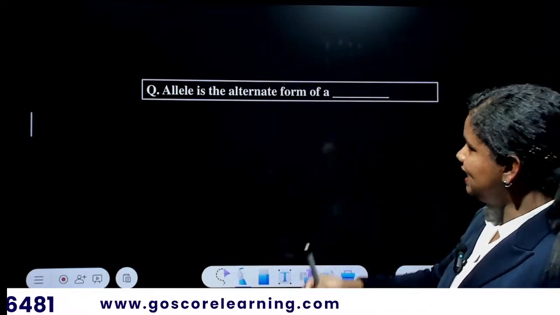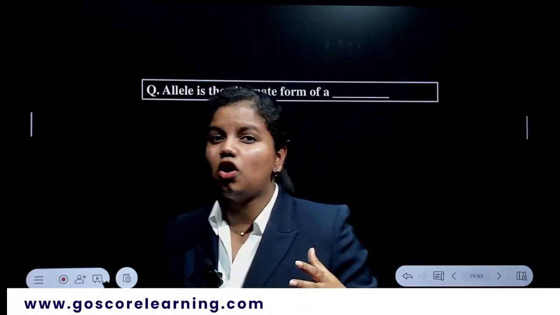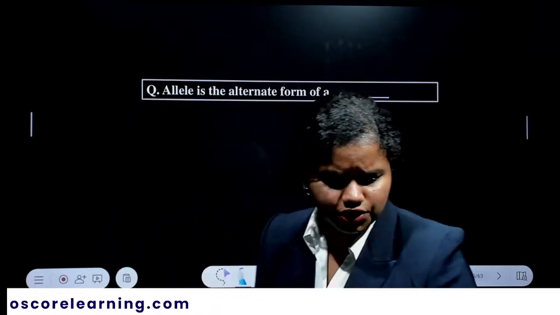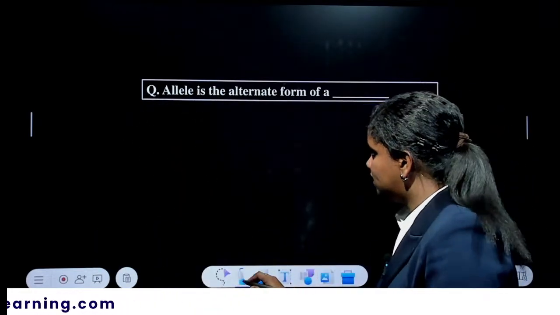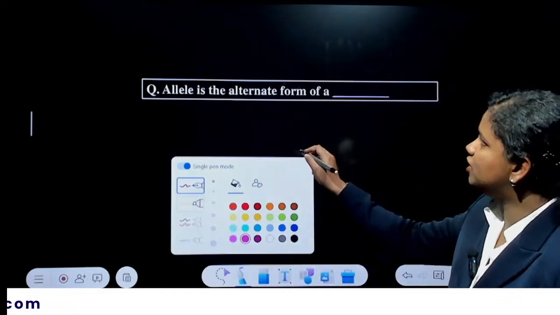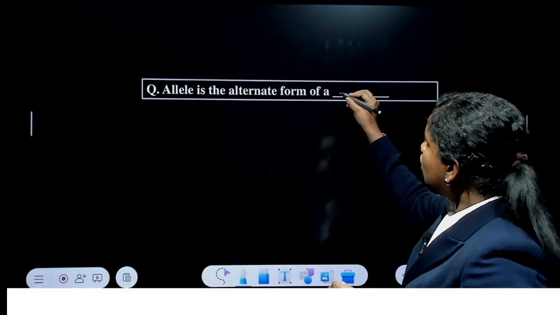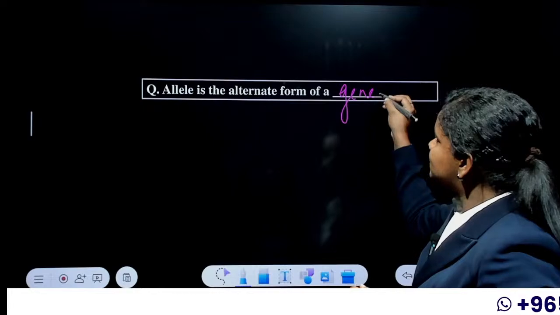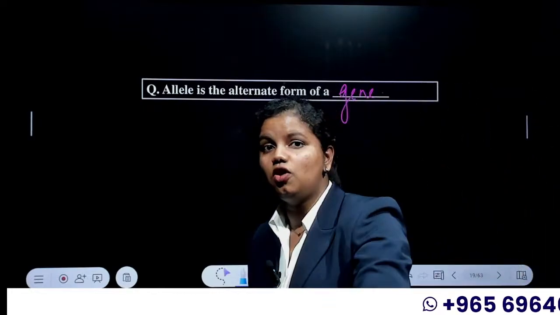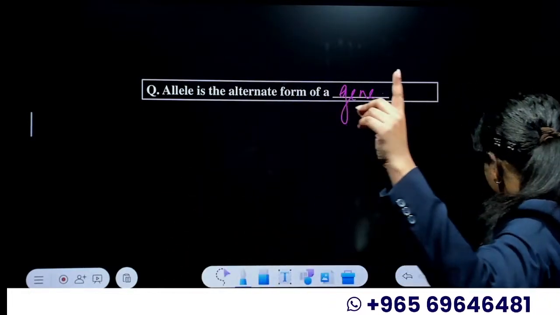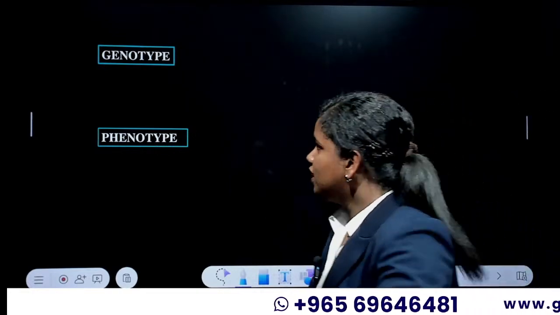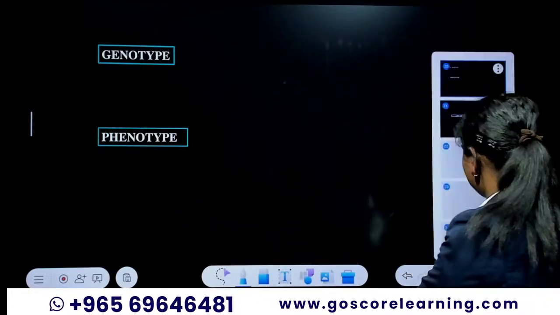So yes, allele is nothing but the alternative form of dash. I think you already got the answer from the lecture. What is it? Allele is nothing but the alternative form of a gene, a contrasting pair of a gene. Then comes the terminology genotype and phenotype. What is it?